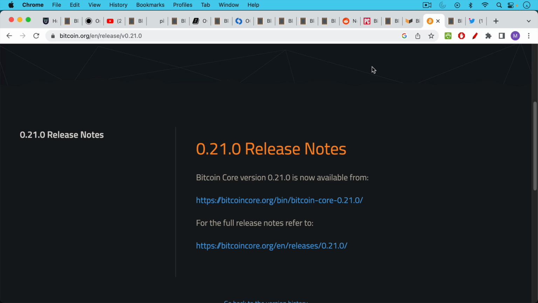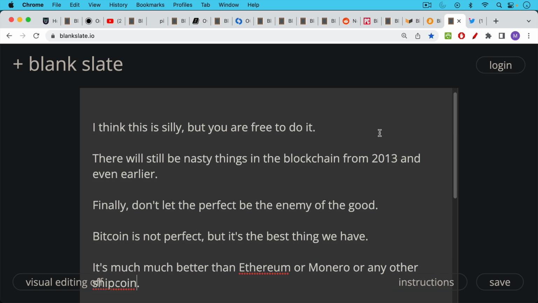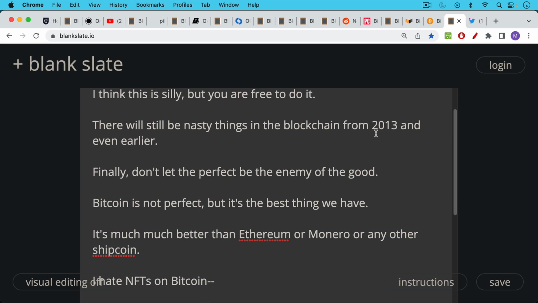You can run Bitcoin Core. You won't have access to Taproot functionality, but you'll still be able to use Bitcoin at a basic level. I think this is silly, but you're still free to do it. I won't judge you for it, even though I just did. Unfortunately, there will still be nasty things on the blockchain from 2013 and even earlier. Who knows what is in there? But I would say don't let the perfect be the enemy of the good. Bitcoin is not perfect. Human beings are not perfect. No one is perfect. But Bitcoin is the best thing we have, and it's much better than Ethereum or Monero or any other lesser shitcoin.